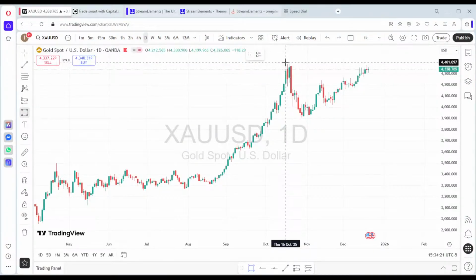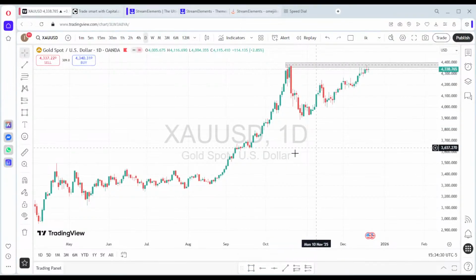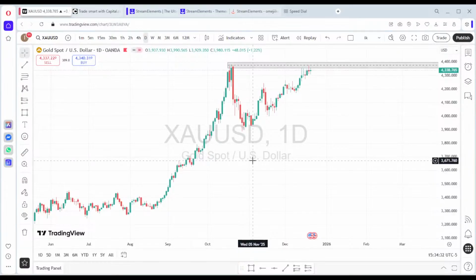All right, I'm just going to mark out this area for the daily time frame, that will help us to begin to look at what we have and what we're expecting. So this price I'm at now, I'm taking it as an area of resistance, if you want. Call it a liquidity zone.